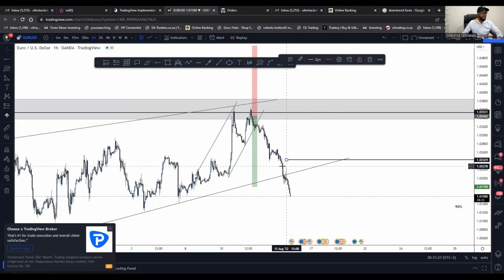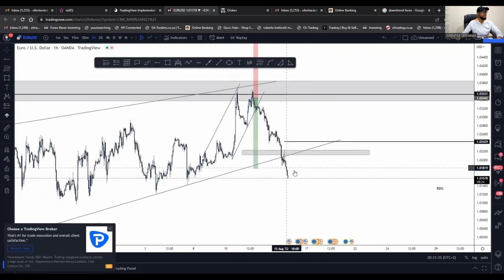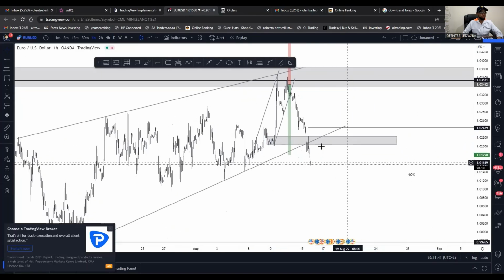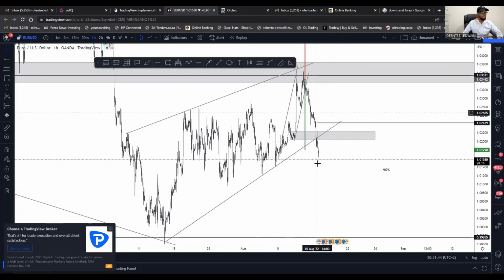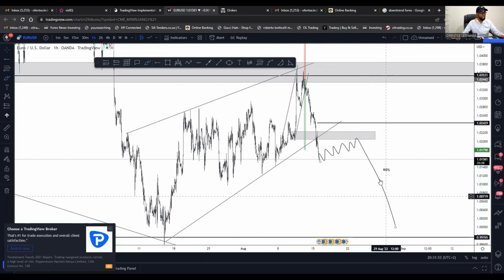Around here, above this line, I'm not expecting the market to reverse all the way. So this is what I have currently. I'm waiting for a correction so that I can scale in. I see that this is a break. So what I'm waiting for is a correction, then boom, go further down.